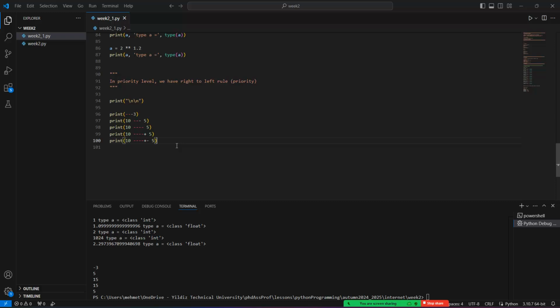Okay? So what happens if I choose the minus 2 over 2? What are the values of these terms? If we have the right to left rule, firstly this must be processed, and after that the negative value is induced in here, which means that this returns to the minus 4.